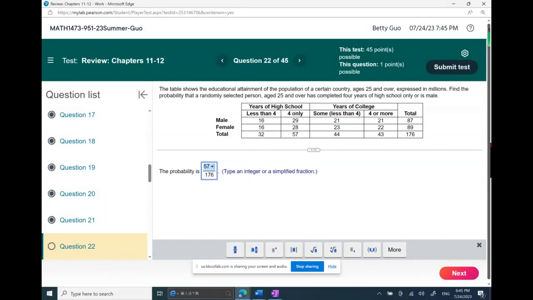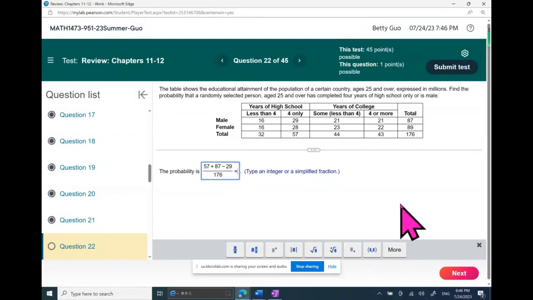And the second number is going to be the total number of subjects in the sample who are male. 87. And then minus the number of the subjects who are both, who completed the 4-year high school only and male. So let's see the intersection of this column and the first row. So 29. Let me double check and make sure that I see those numbers clearly. 57 plus 87 minus 29, exactly. And then we are going to simplify this fraction.